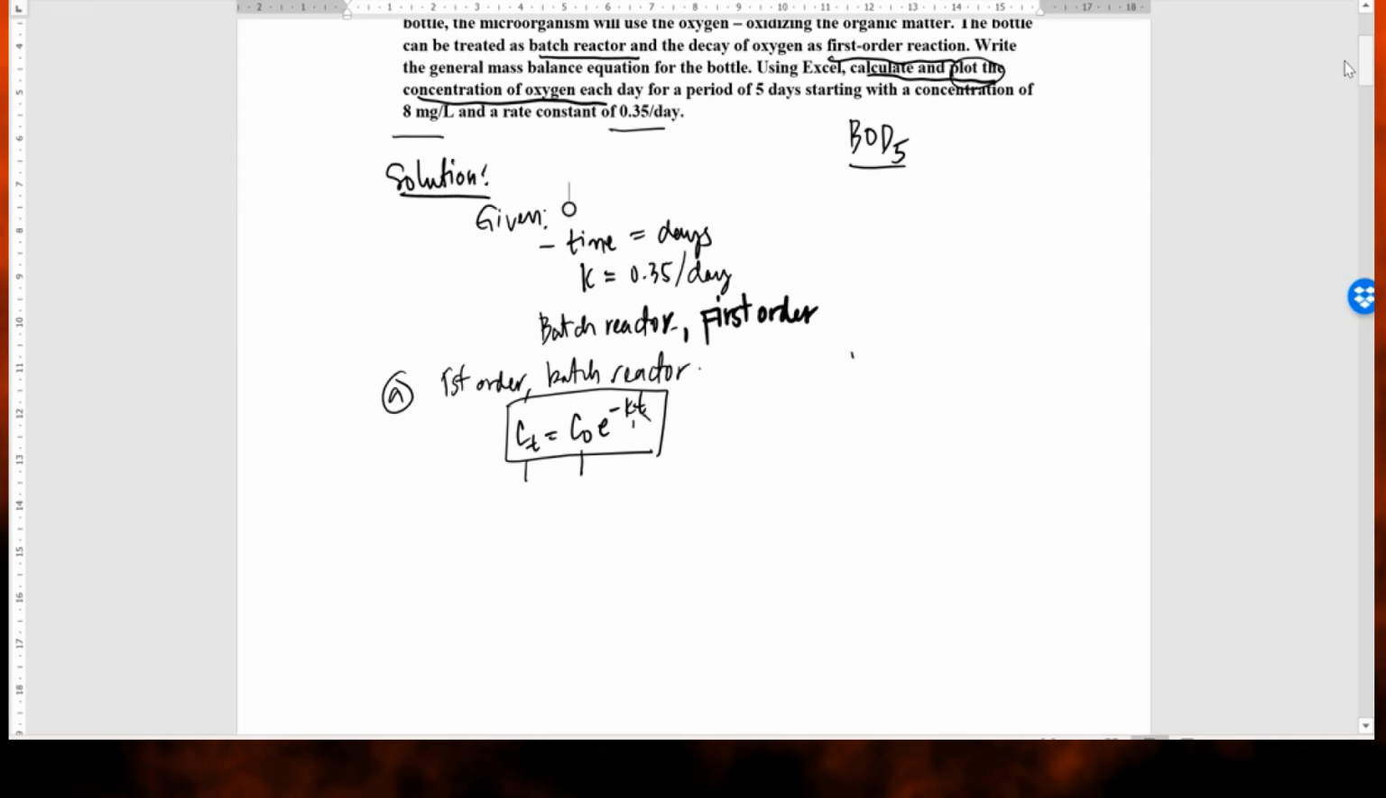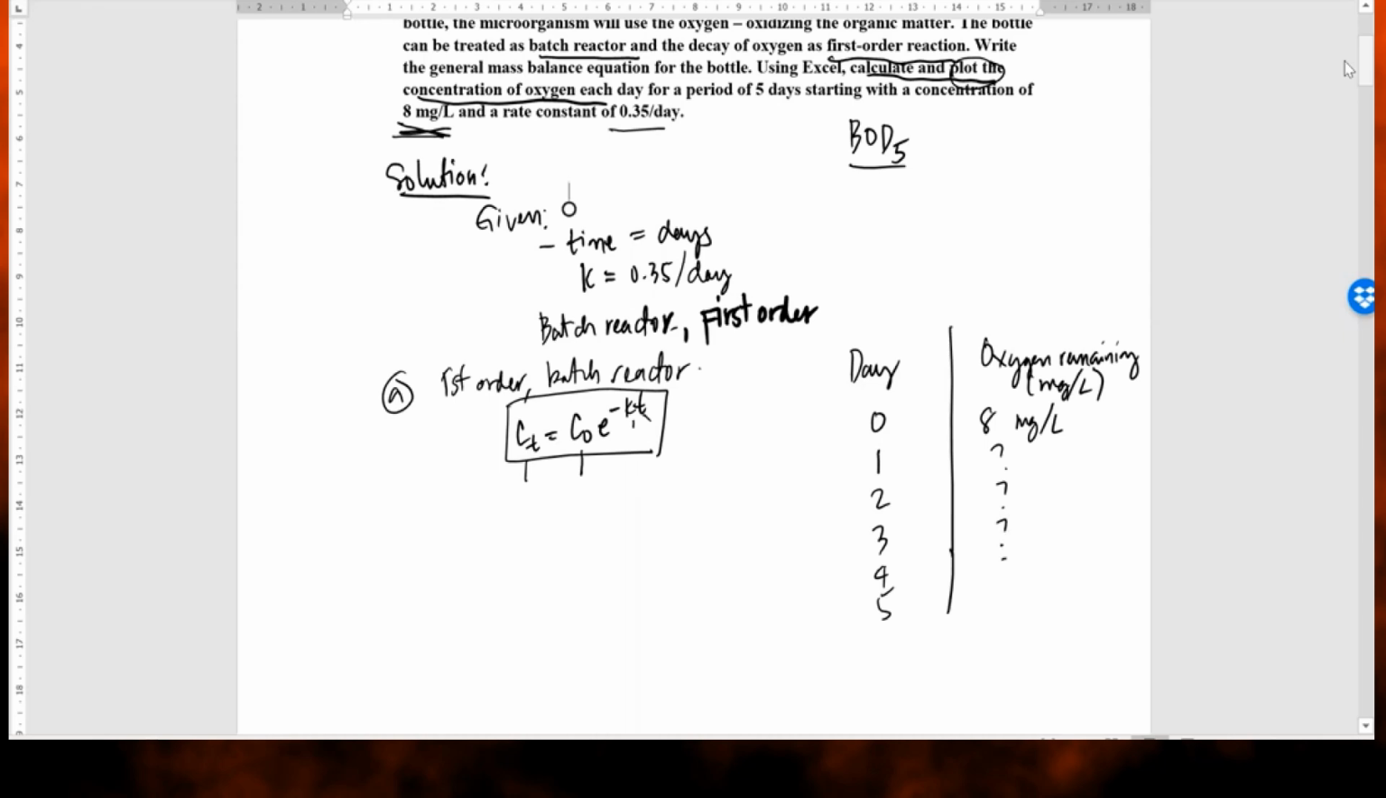So we have the day, and then we have the oxygen remaining, in milligrams per liter, for day 0, 1, 2, 3, 4, 5. On day 0 it is 8 milligrams per liter, as given in the problem, and then we need to know the remaining oxygen in the other days, and graph that. So how do we do that? We use the formula. It's pretty simple.